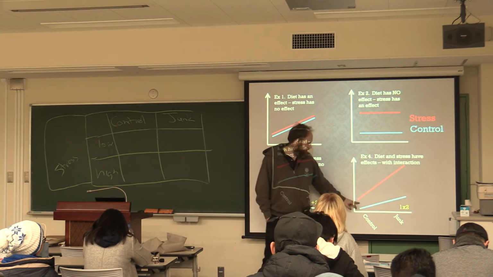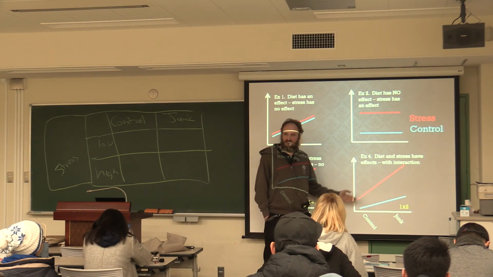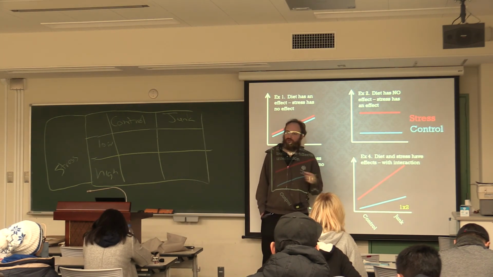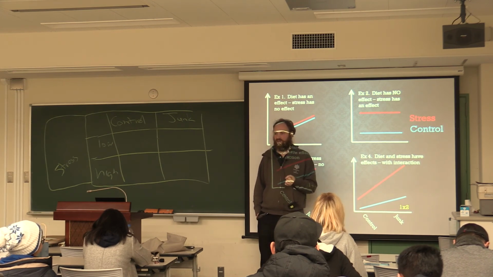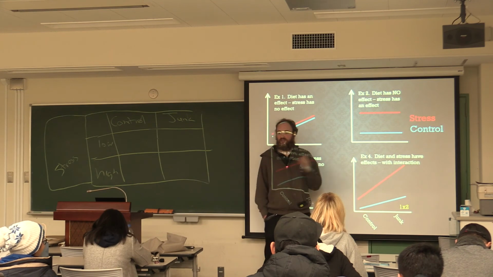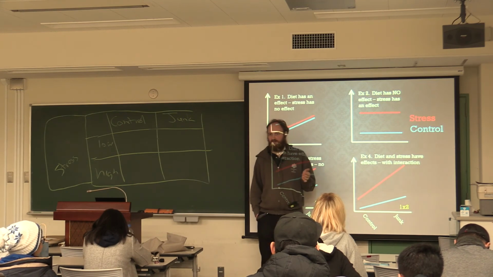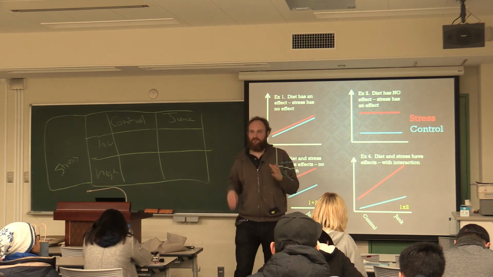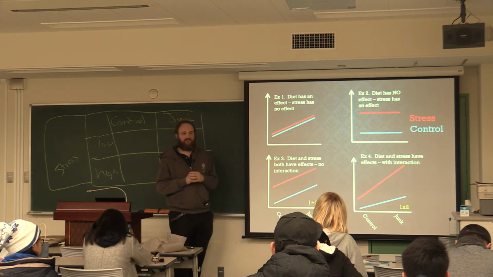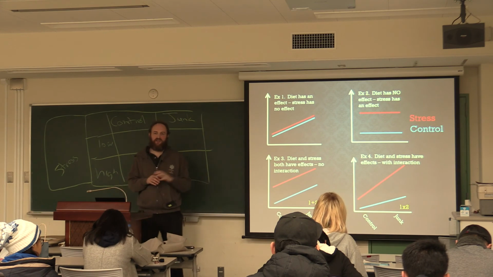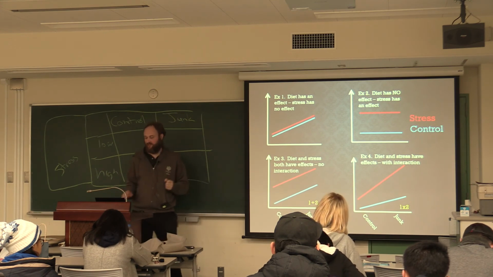But example number 4, diet and stress have effect, and there's an interaction. Give them junk food, they get bigger. Stress them, they get bigger. Give them junk food and stress, and they will get even bigger than what you would predict for each thing independently. So it's saying that there's some multiplicative effect. The result is even bigger than what you would expect by studying each thing individually.